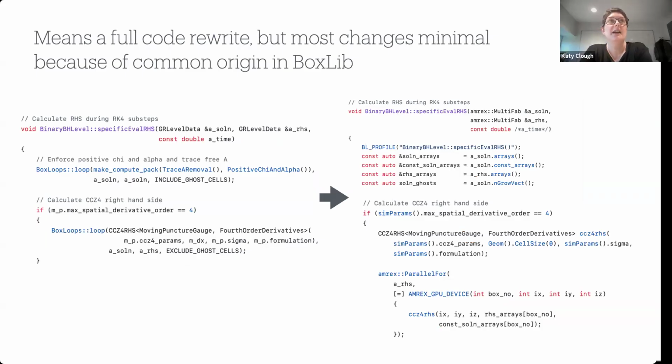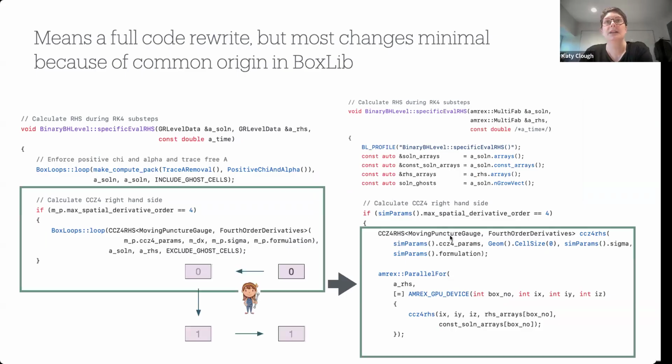Just to show you how minimal the changes are in our code, this is where we implement the right-hand side of the Einstein equations. On the left is GRChombo and on the right is GRTeclyn. Particularly if you look at this part at the bottom, we had this thing called box loops. Box loops would go and apply this class, the CCZ4 right-hand side class, to all of the cells in the grid. It would have the solution at the current time and it would work out the right-hand side.